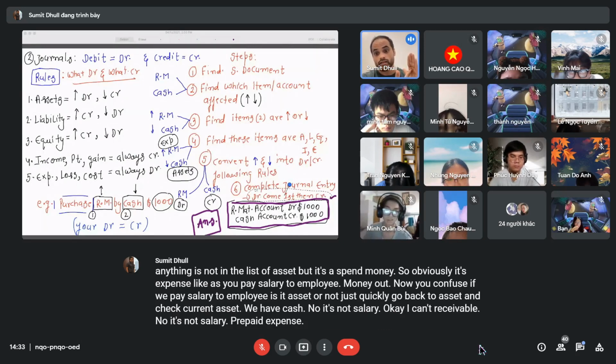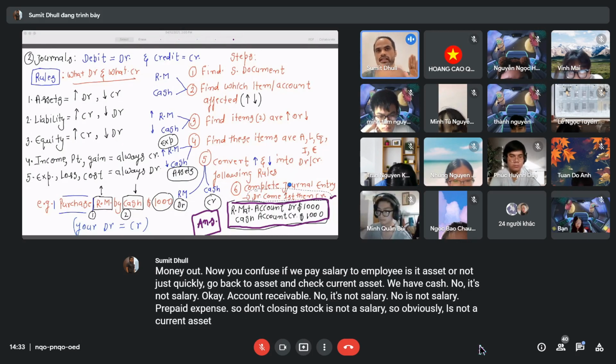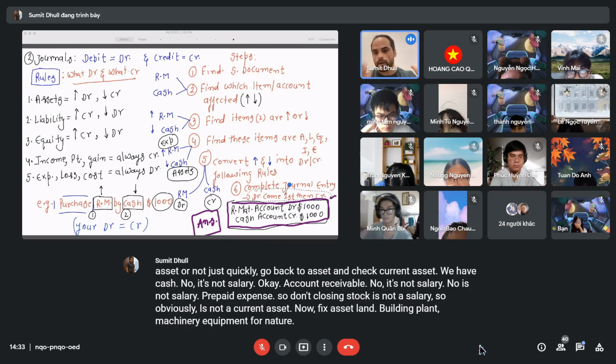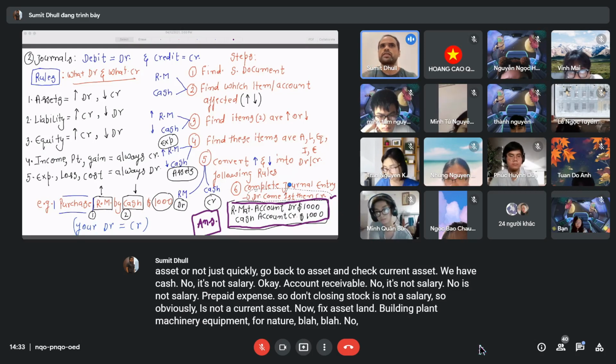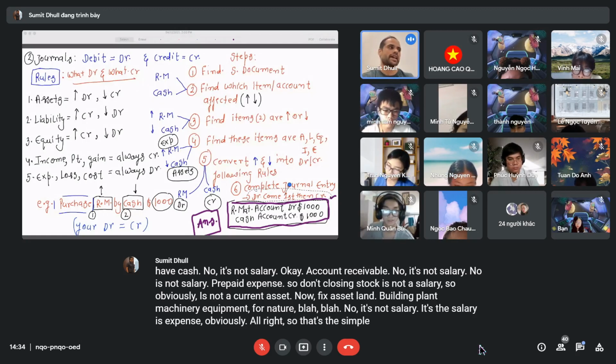No, it's not salary. Closing stock is not a salary, so obviously it is not a current asset. Now fixed assets: land, building, plant, machinery, equipment, furniture, and so on. No, it's not salary. Salary is an expense, obviously. So that's the simple trick to understand: is it an expense or is it an asset?